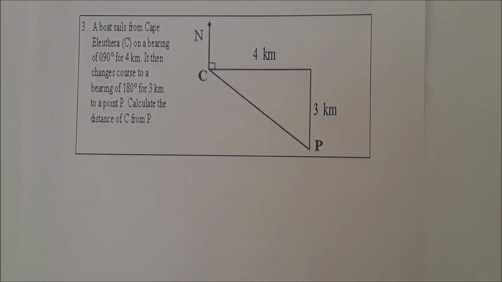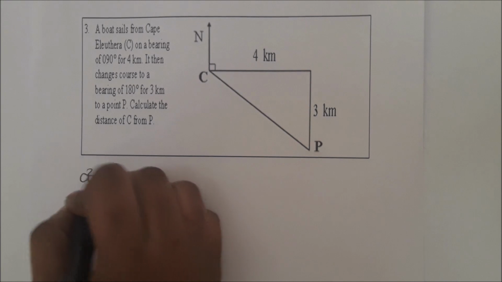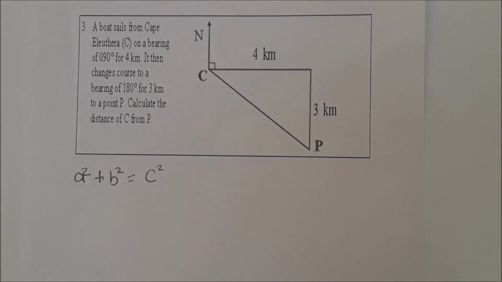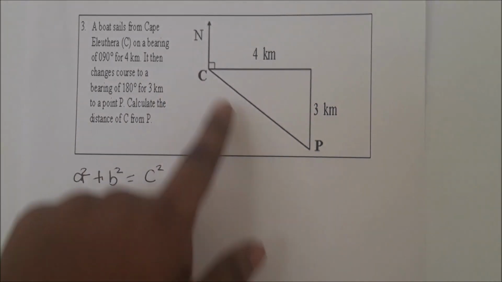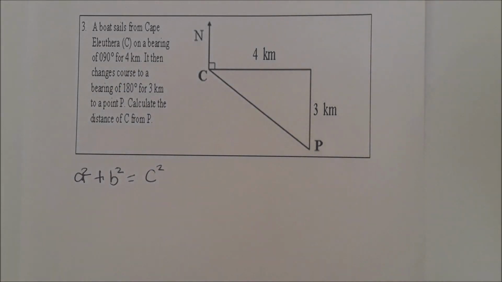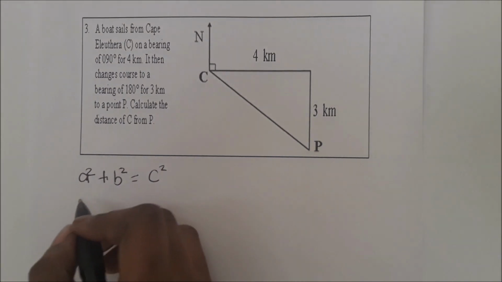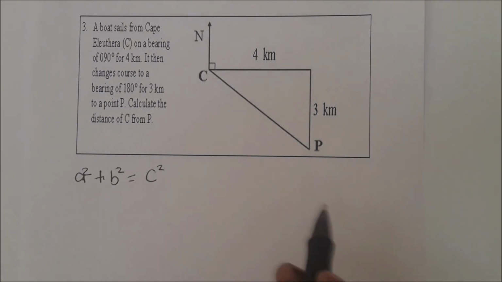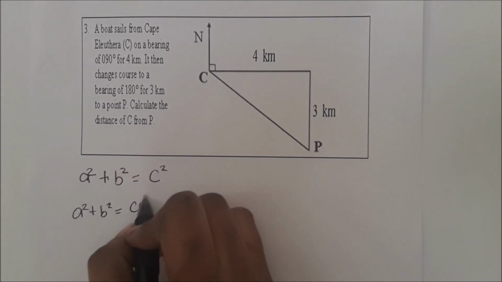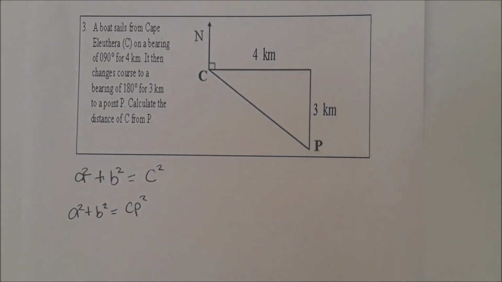Now, as stated earlier, this is a right angle triangle. So we're going to use the formula, Pythagoras theorem, which states a squared plus b squared is equal to c squared. Now, we have CP, we have to find the distance CP. This is also our hypotenuse. So we can rewrite this by saying CP squared is equal to a squared plus b squared.